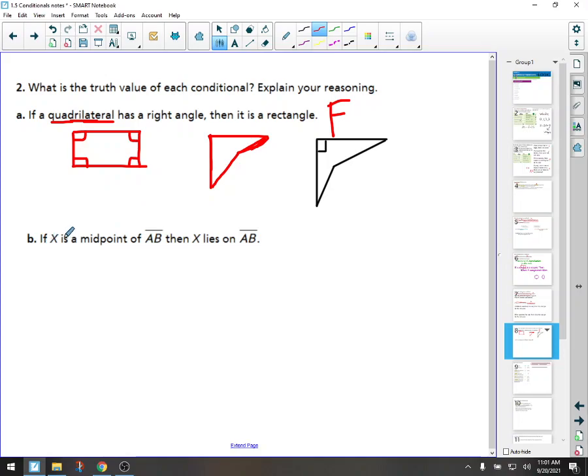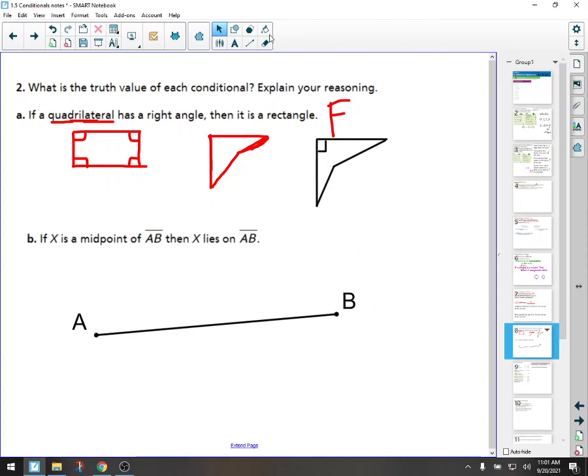So let's see. If X is a midpoint of line segment AB. All right, well, let's draw a line segment. I can bop, bop like that and go, here's AB. From A to B. So if X is a midpoint, let's just pretend, okay, right? So X is a midpoint, then X is actually on the line segment. Is that true? Yes, this is always true. You can't be a midpoint and not be on the line. Like, well, it's the same distance from both. Yeah, but it's not on the line segment. The definition of a midpoint is that it's actually on the line segment. So because of that, this is true.